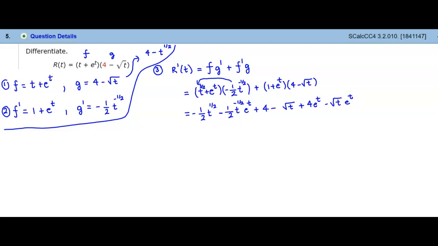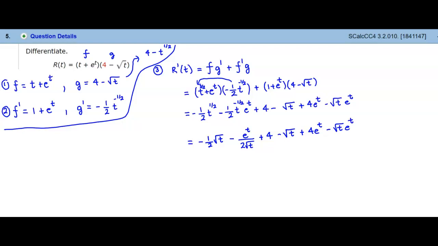Okay. So now what we're going to do is combine like terms and rewrite everything in its radical form. So let's write everything in radical form. So we have negative 1/2 times the square root of t minus, we have e to the t over 2 times the square root of t plus 4 minus the square root of t plus 4e to the t minus the square root of t e to the t.